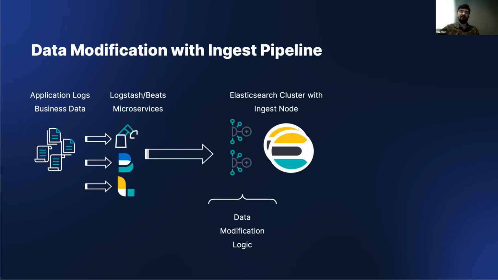The last scenario I want to mention is using the Ingest pipeline. You can use Beats, Logstash, or your own microservice to collect data from the different resources. And you can use the Ingest pipeline to modify the data instead of modifying the data in Logstash or a microservice. You can use your Elasticsearch cluster to manage the Ingest pipeline, and you don't need to deploy new things while changing your data modification logic too.